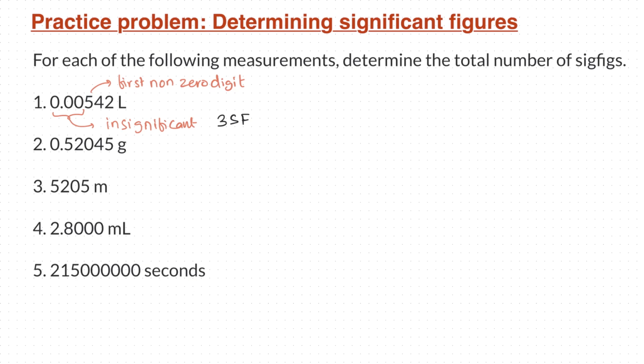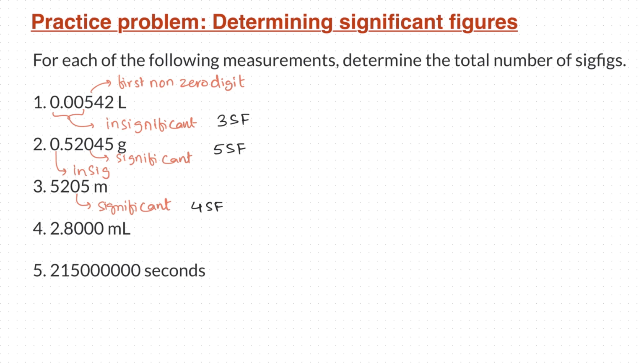The second measurement is 0.52045 grams. Zeros to the left, not significant. 0 in the middle is significant. Therefore, the total number of significant figures are 5. Measurement 3, 5,205 meters. Zeros in the middle, so we count them as significant figures. Therefore, the total number of significant figures are 4.